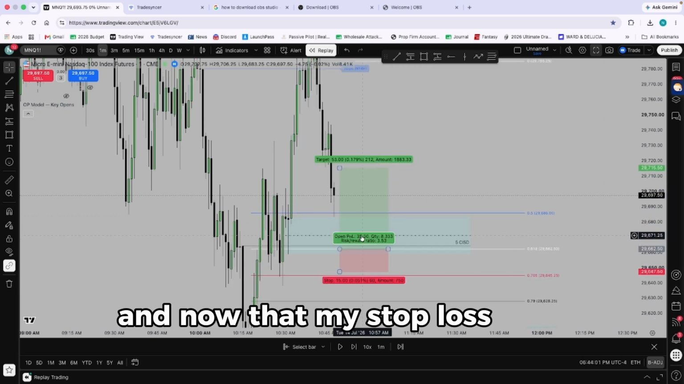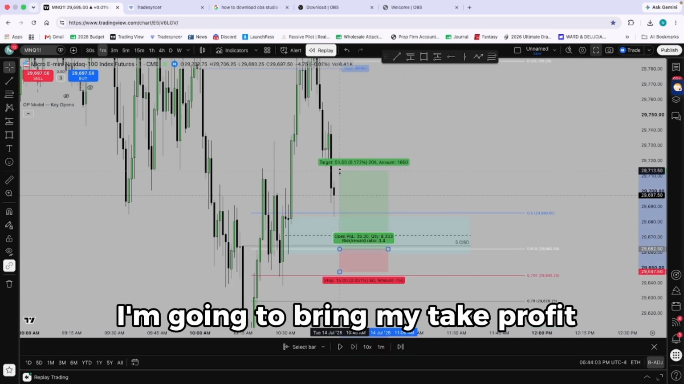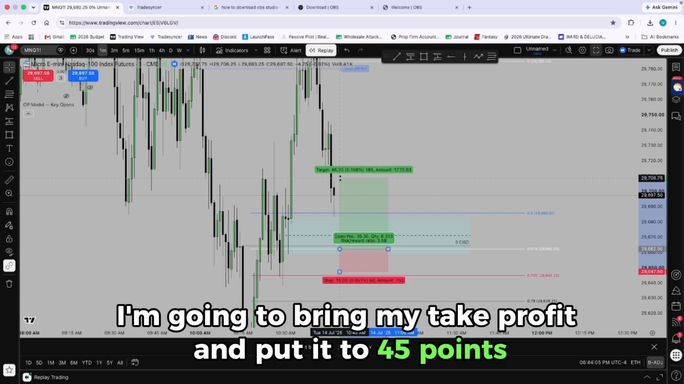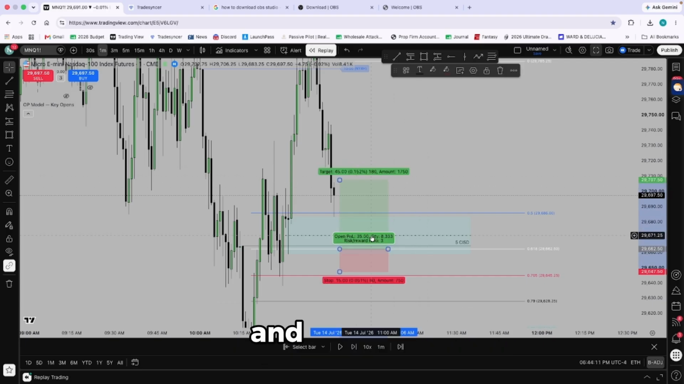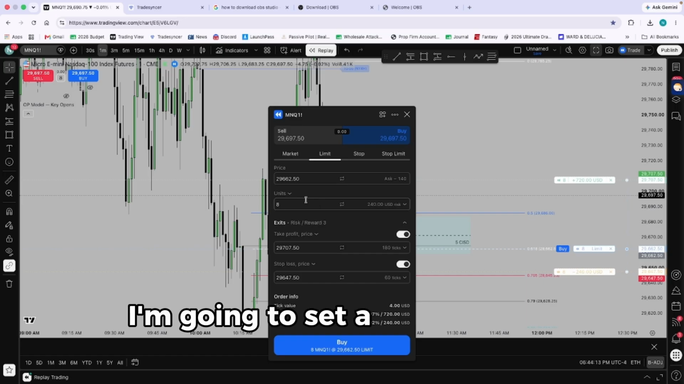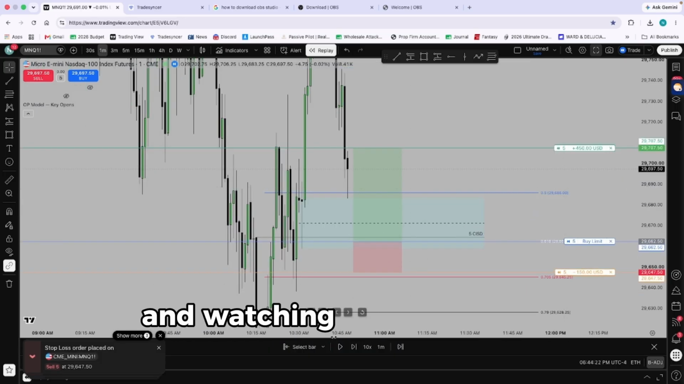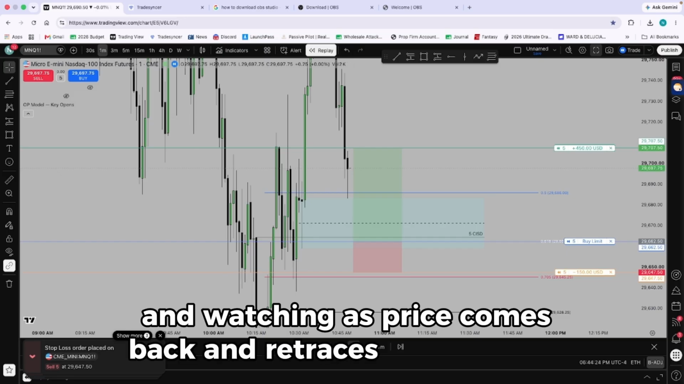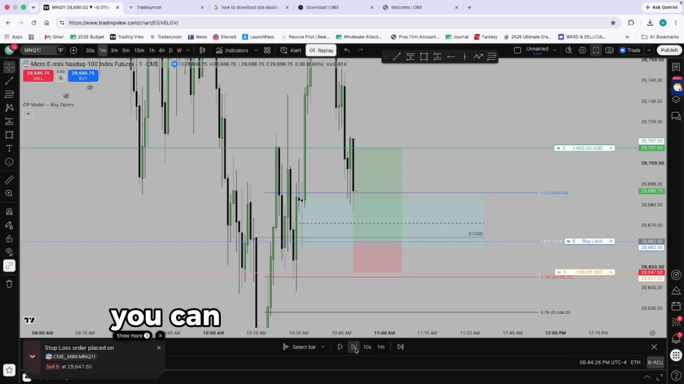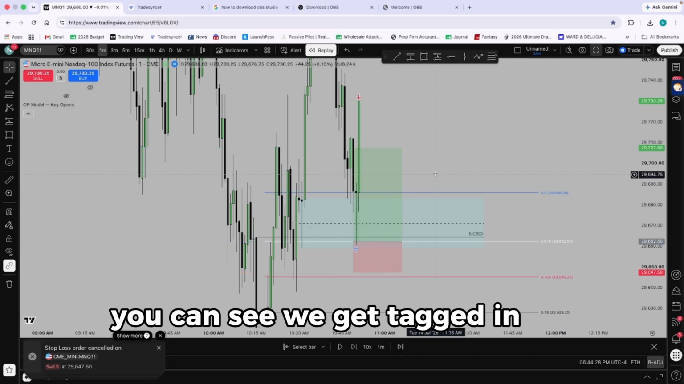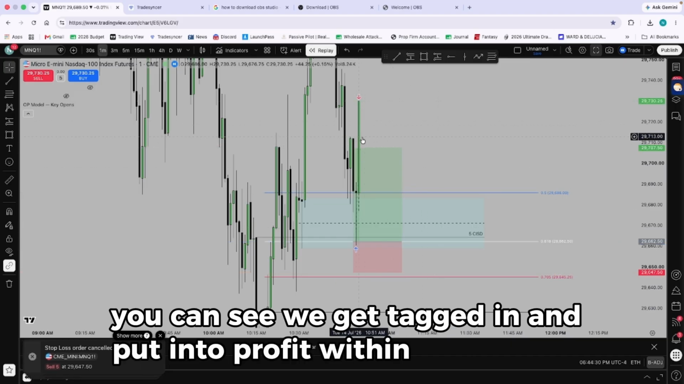And now that my stop loss is at 15 points, I'm going to bring my take profit to 45 points. And from here, I'm going to set a limit order of whatever size works best for me. And watching as price comes back and retraces into our zone, you can see we get tagged in and put into profit within 2 candles.